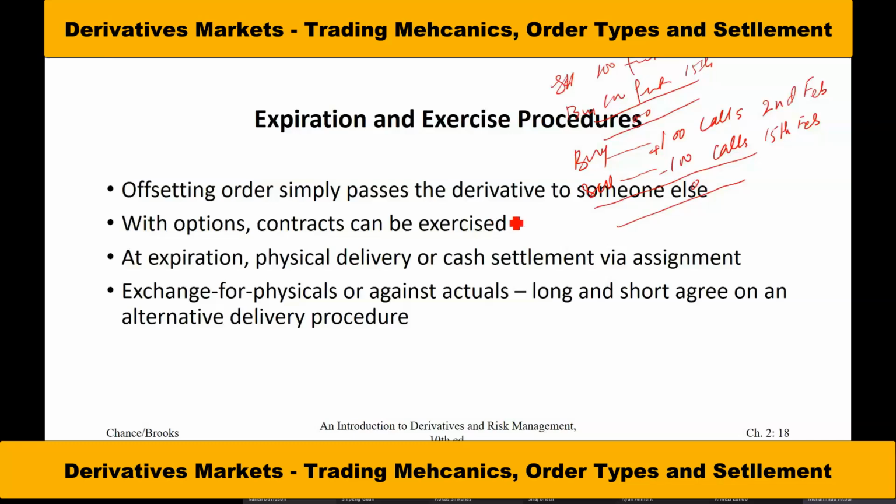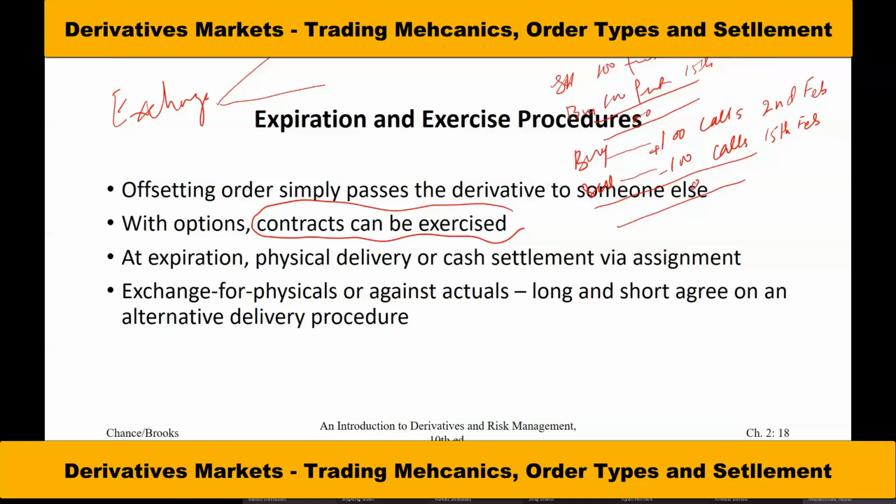Options can also be exercised, and if they are exchange listed, the exercise can happen anytime between when the contract is initiated and the expiration date. So I can exercise my right after 3 days, 4 days of the contract initiation, or any time before the expiration date. On the expiration date, again, I have the option to exercise my right, or let it expire, depending on whether it is in the money, at the money, or out of the money.